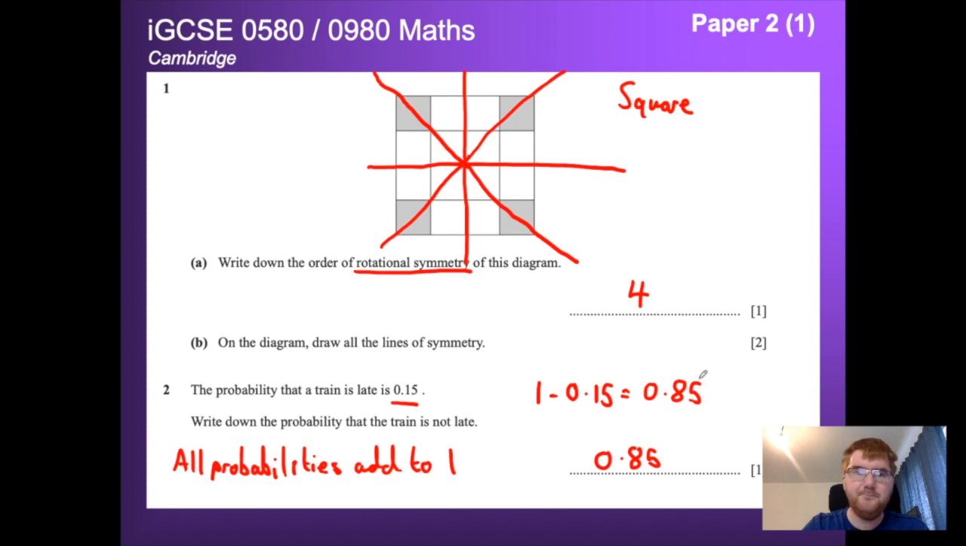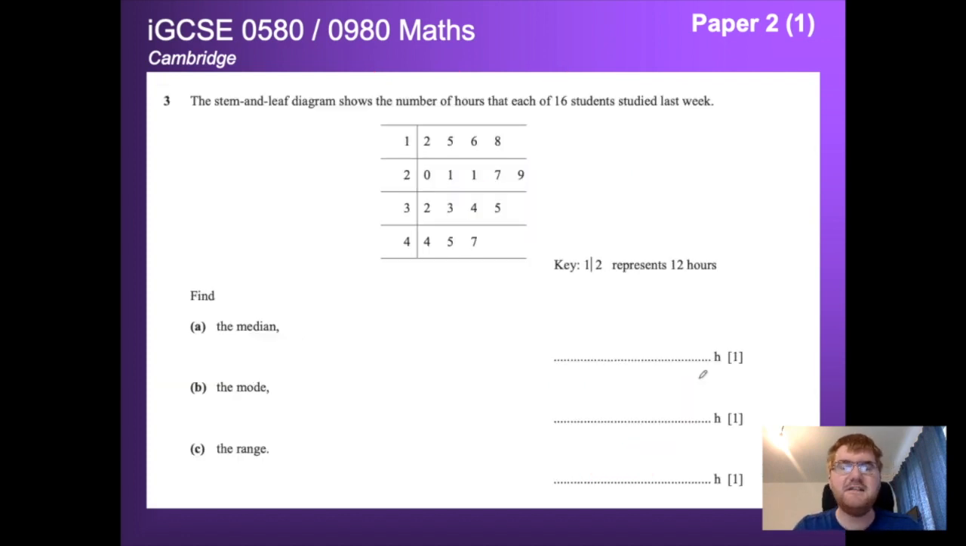Okay, let's move on. Question 3, and if you look at my prediction video, these stem and leaf diagrams have been coming up far more often, so make sure you have revised this before the exam. We've got 16 students here, which could be useful later on, and we've got this diagram. The key is very, very helpful. It helps us realize what the information means.